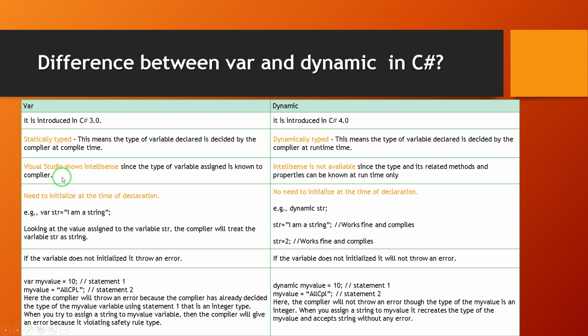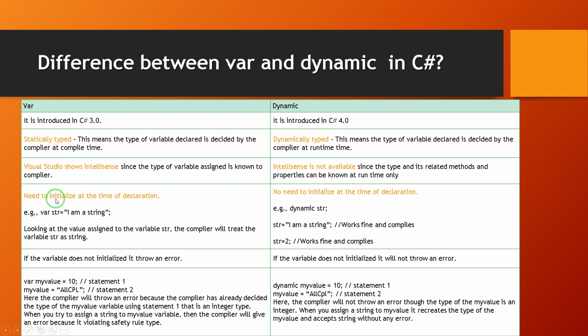Next difference, Visual Studio shows IntelliSense for var since the type of variable assigned is known to the compiler. But in case of dynamic, IntelliSense is not available since the type and its related methods and properties can be known at runtime only.